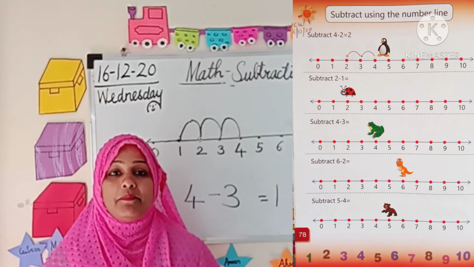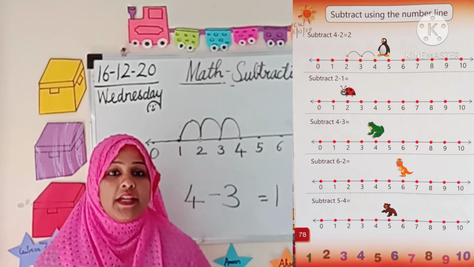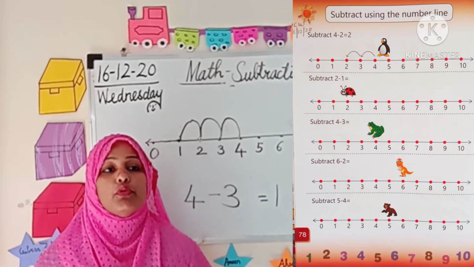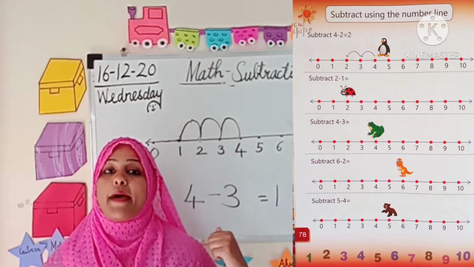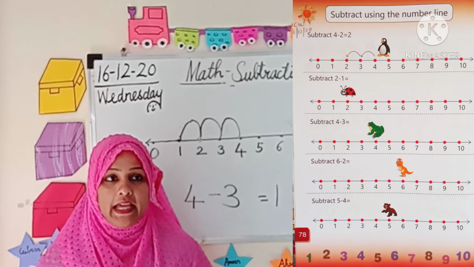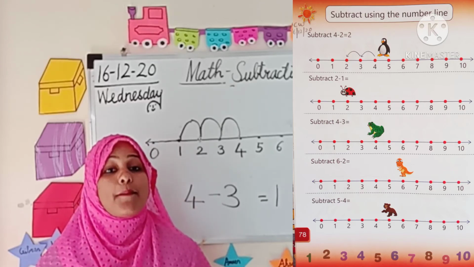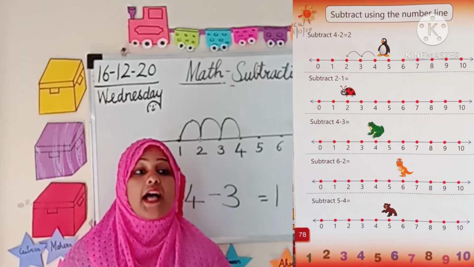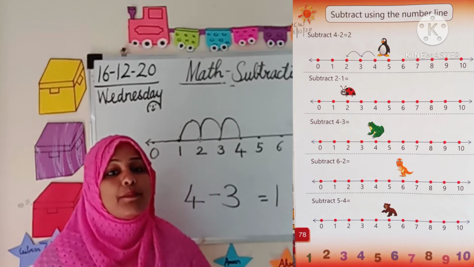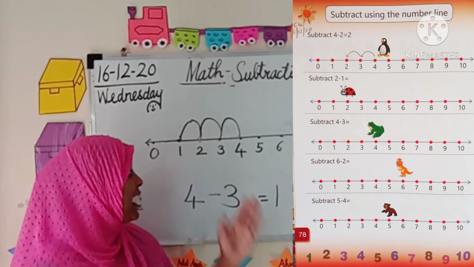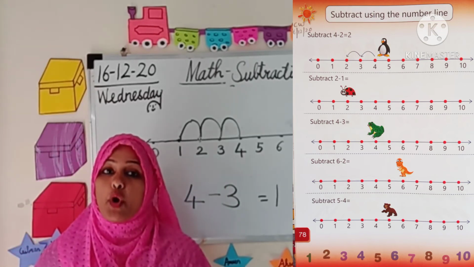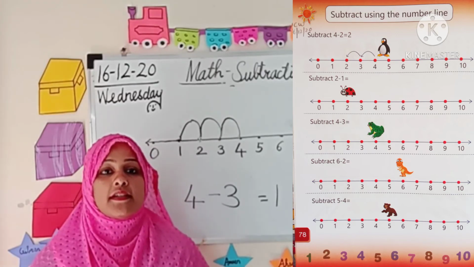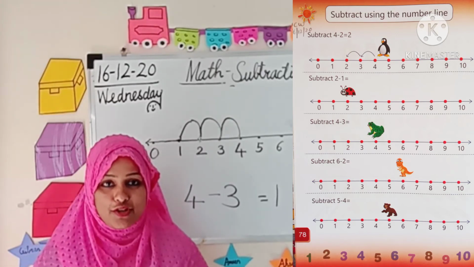2 minus 1. Here you can see a ladybug. It is there on number 2. Now the ladybug is going to move 1 step backward on the number line. And finally it is going to come on which number? That's right, number 1. And our answer is number 1. Similarly, 4 minus 3. I've already shown it to you on the board. You can do it in the same way in your books.